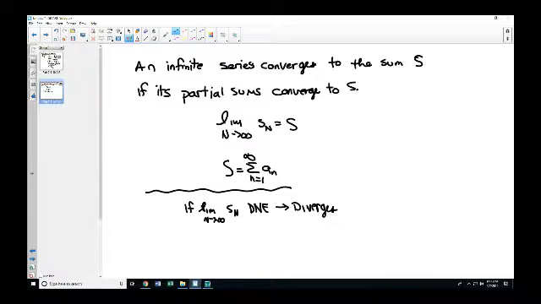And we can also say if the limit equals infinity, we can be more specific in our language. The series diverges to infinity. So when you have something like S equals a series, that's just showing when the series converges to a number.